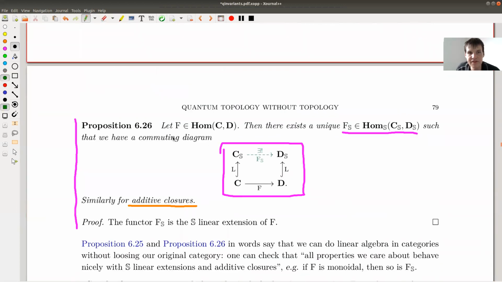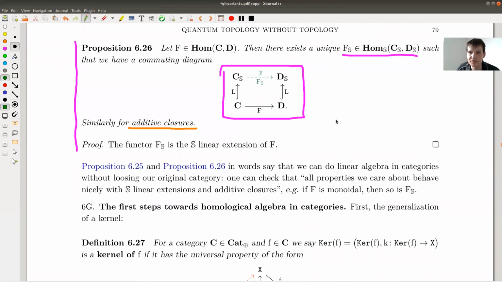This is what this proposition says: neither the linear nor the additive closure loses any information about functors from a category. There's always a unique extension of any functor. And then I have something like 30 minutes to tell you about abelian categories. This will never work. So whatever, I will try my best, but we will see.